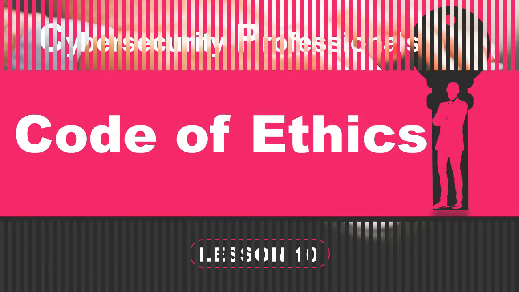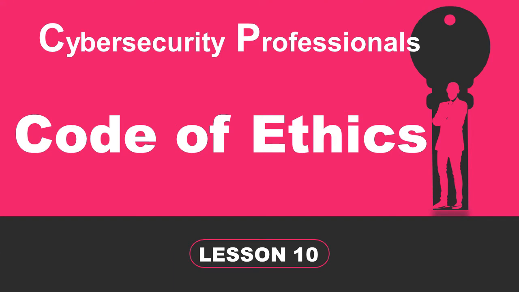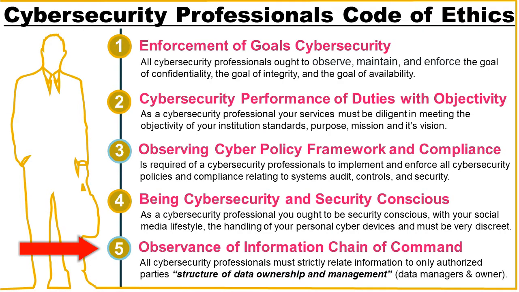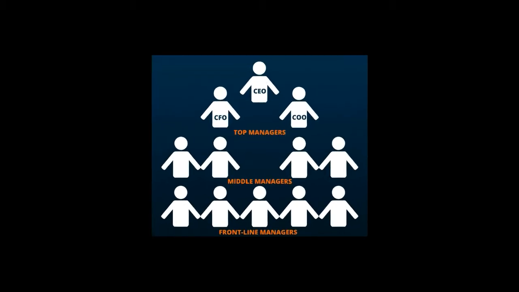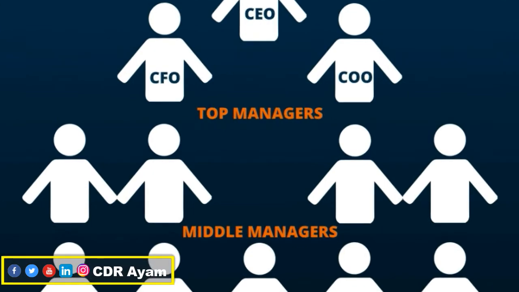During our previous lesson, that is Lesson 10, Code of Ethics for Cybersecurity Professionals, one of the codes of ethics requires all cybersecurity professionals to acknowledge and observe the chain of command in terms of granting access to information and data. And if you can recall, I did state that having in-depth knowledge about data ownership and management is very crucial to enforcing and observing the chain of command in terms of granting access to information and data.